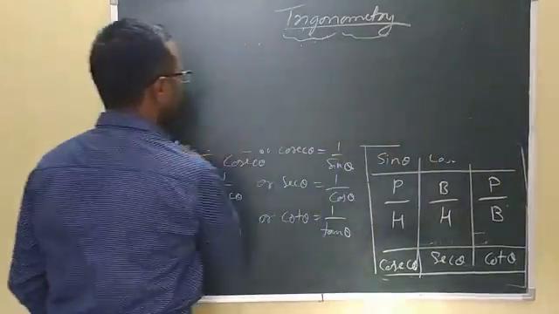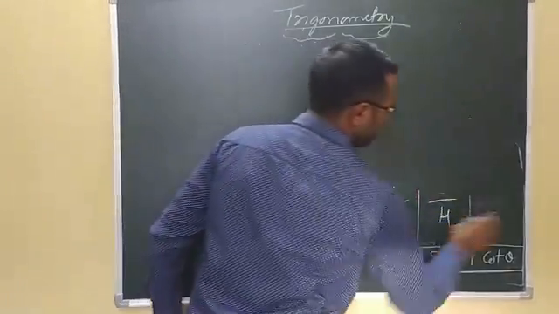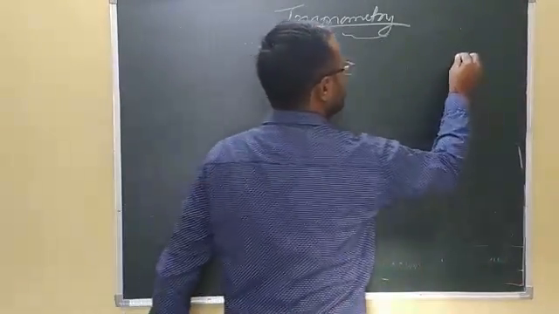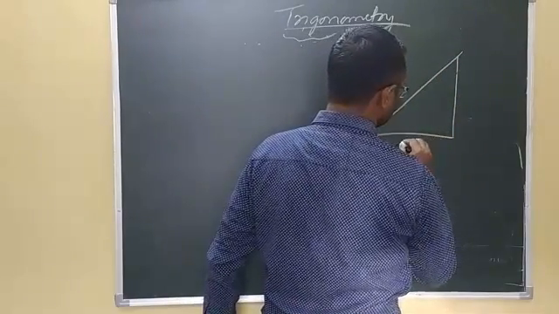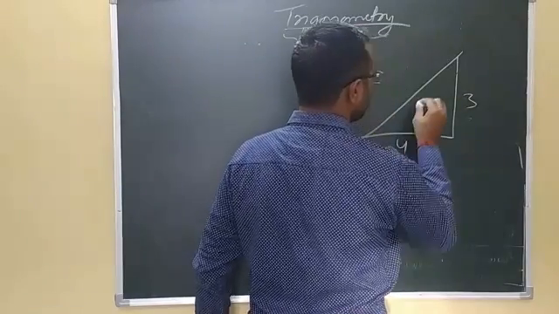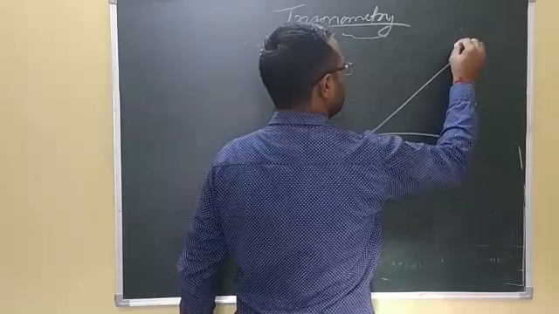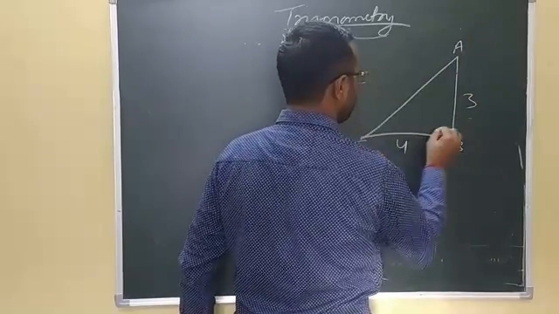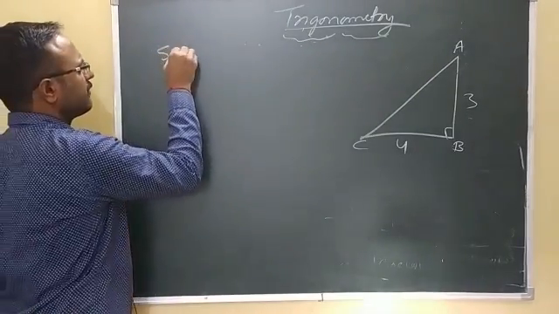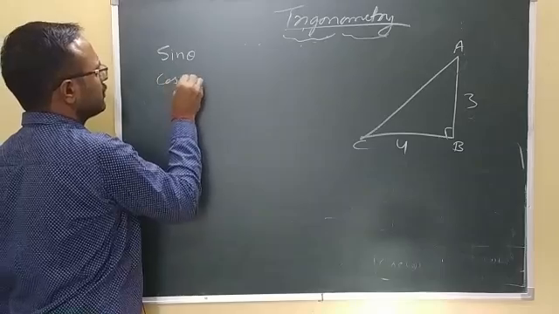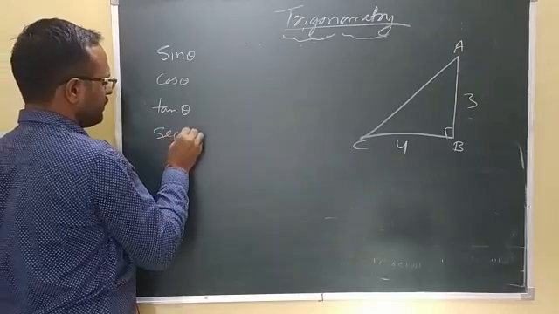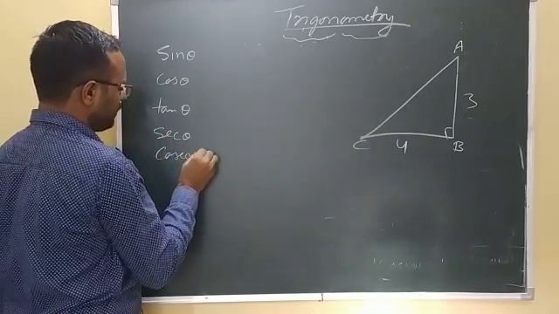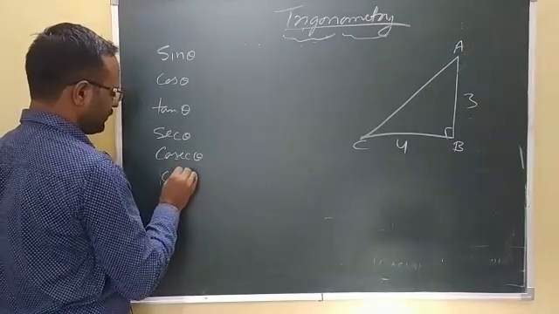Let us see one of the examples to find out the values. Suppose there is a triangle. Here it is, with sides 3 and 4 units. So this triangle is A, B, C with this as 90 degree. Now you have to find all the trigonometric functions: sin theta, cos theta, then tan theta, sec theta, cosec theta, and cot theta.